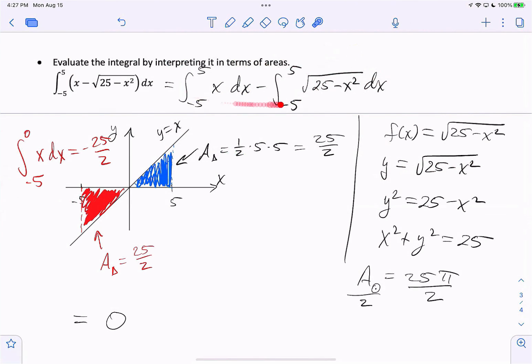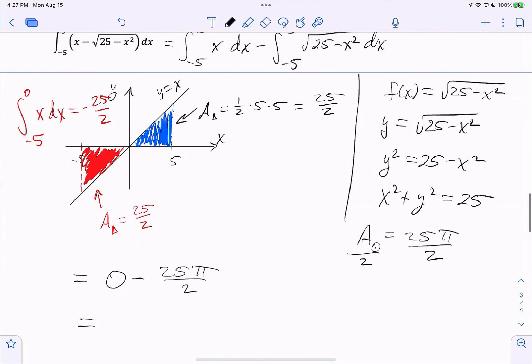Back to what we had here, the integral from -5 to 5 of x dx is 0, and then we had a minus, so I'm going to put a minus here. And then we have 25 pi over 2. And so the result is -25 pi over 2.